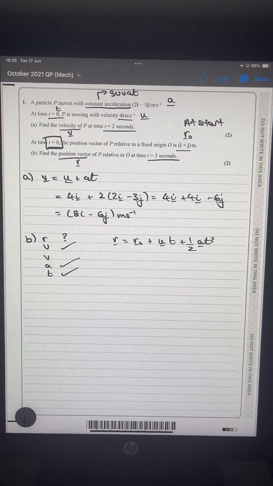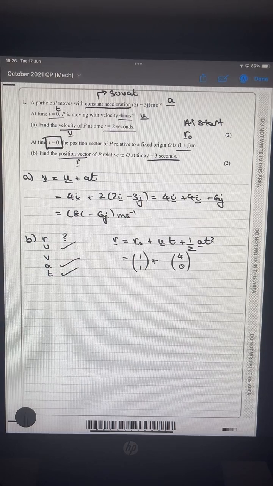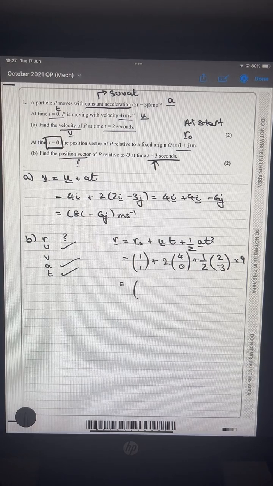All right. So then if I just put this in, I'm going to do this one using column vectors because it's longer. So r naught is i, j, so 1 and 1, plus ut. Well, what is u? u is going to be equal to 4 in the i and 0 in the j. What is my time? 3 seconds, plus half. And what is my acceleration? 2, minus 3. And what is t squared? Well, t squared is this value here, squared, so times by 9. If I just do this part and this part separately, that's 1 plus 8, which is 9. Actually, I'm just going to do it all together because I've got the answer right.